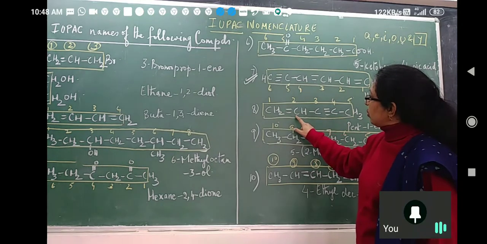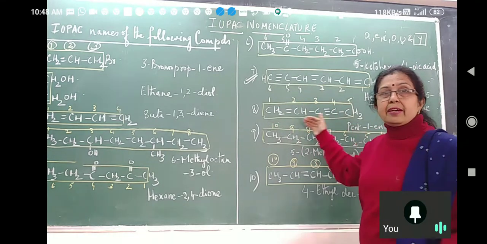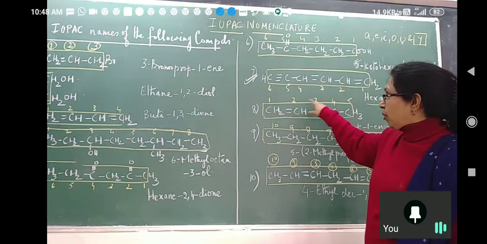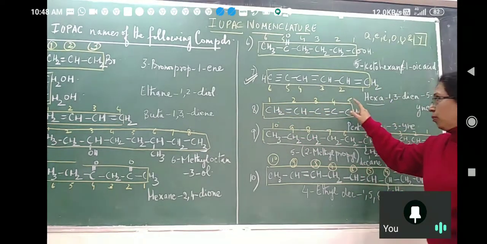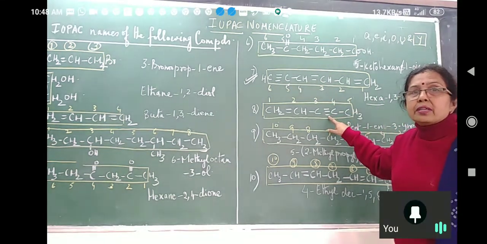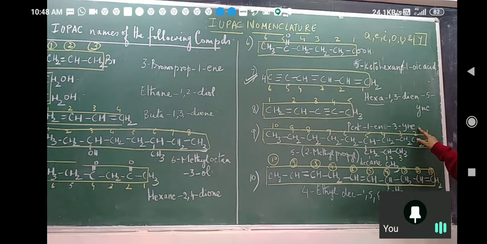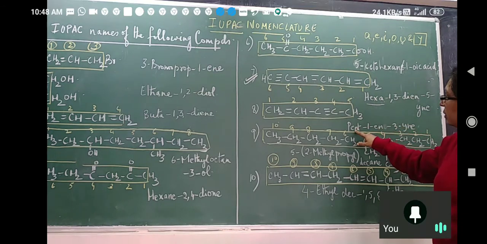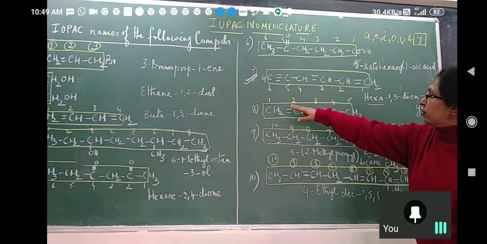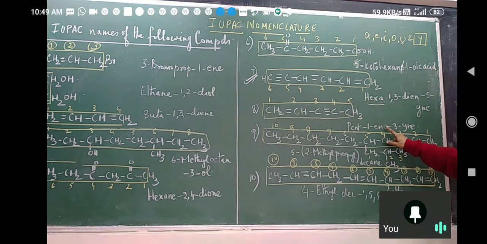2 and 4. That was 6. So which is lower? This side it is coming 4. This side it is coming 6. So we will number from this end. 1, 2, 3, 4, 5. Again 5 means pent. 1 triple bond. Ending word is yne. So pent and yne. But where is the double and triple bond present? In between you will write pent 1, from that side you are numbering, pent 1 en 3 yne. And I have brought E over here, because of the 1. So pent 1 en 3 yne.